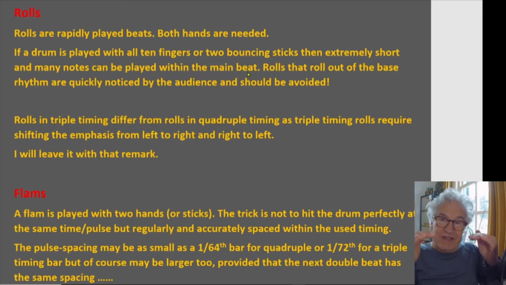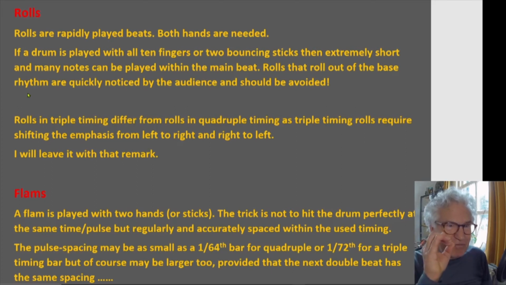That's why you can subdivide a rhythm until 128th or so. Rolls that roll out of the base subdivision of the base rhythm are quickly noticed by the audience and should be avoided. So train, train, train.